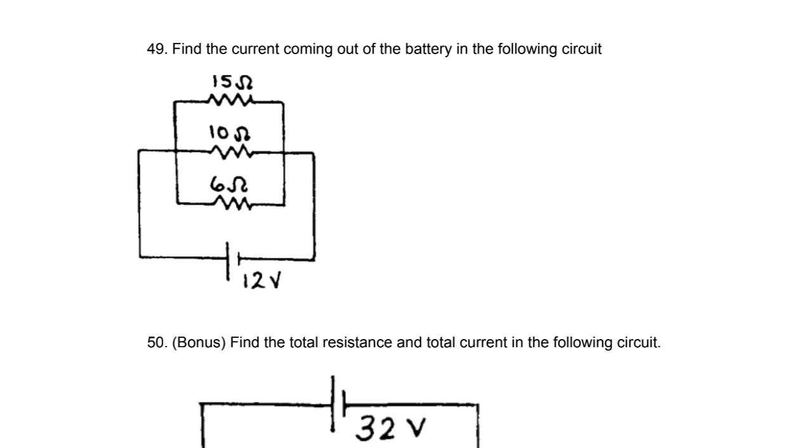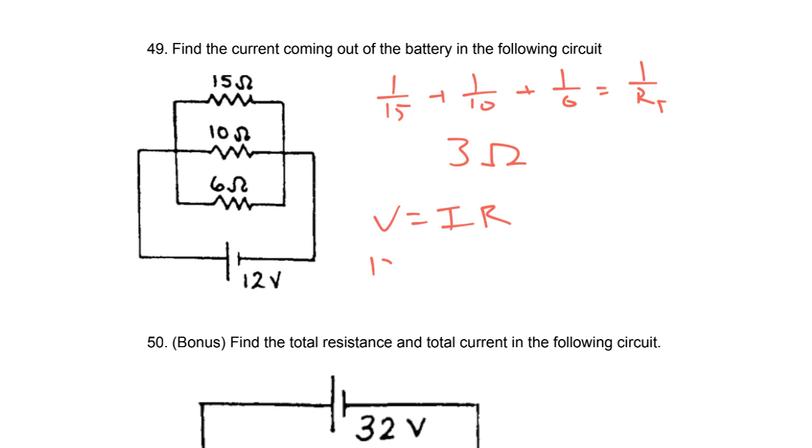All right, and for 49, we got to find the total resistance. So 1 over 15 plus 1 over 10 plus 1 over 6 equals 1 over the total resistance. So 1 over 15 plus 1 over 10 plus 1 over 6, invert that number, and I get that this branch here would offer 3 ohms of resistance. Then V equals IR. 12 equals the current times 3, so the current must be 4 amps.